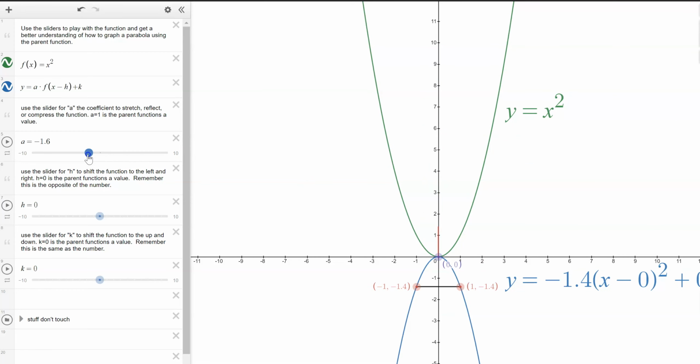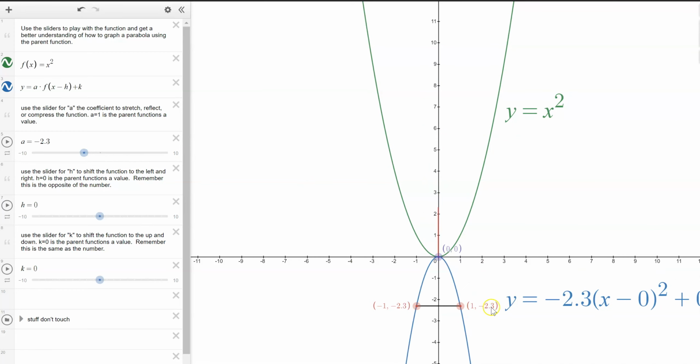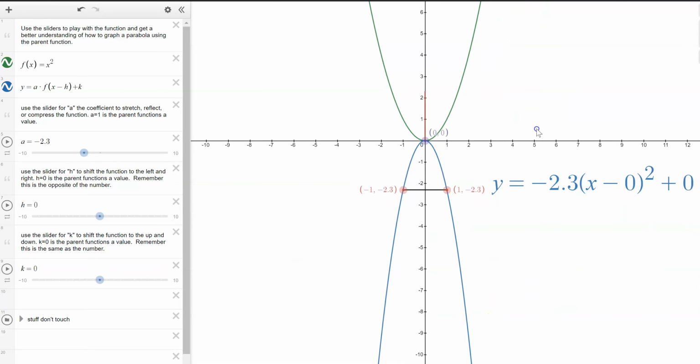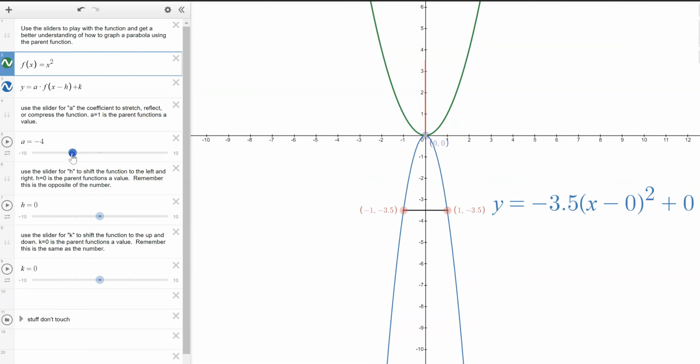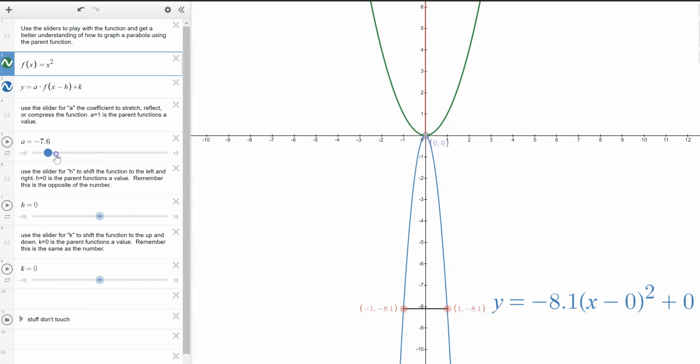And then now if we go negative, you can see it just goes down in the negative direction. So it's negative 2.3. See? So instead of 1, 1, we're now at 1, negative 2.3. So that 1, 1 that's right there is now becoming 1, negative 2.3 if we put a negative 2.3 in front of our x squared. So that's all that number does. It just tells us where we're going to be at.